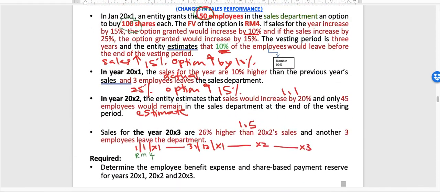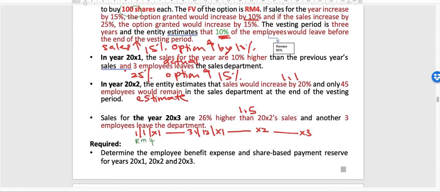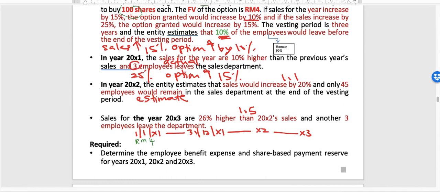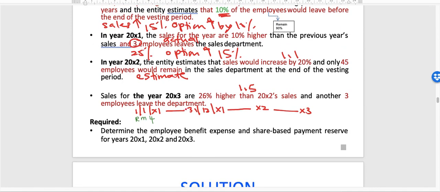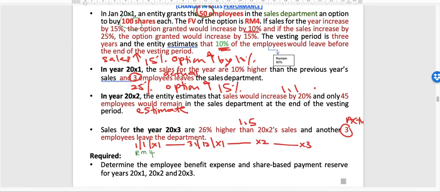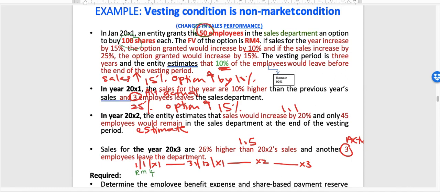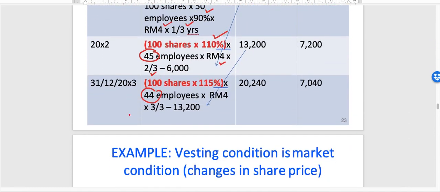6. So how do you get 6? The first year, the actual employees who leave the company is 3. Then second year, none. And the third year, another 3 leave the company. So this is the actual number. So we minus the actual. Remember, in the final year of the vesting period, we need to take the actual, not the estimated, employees left in the company. It must be the actual number of employees who stay in the company.